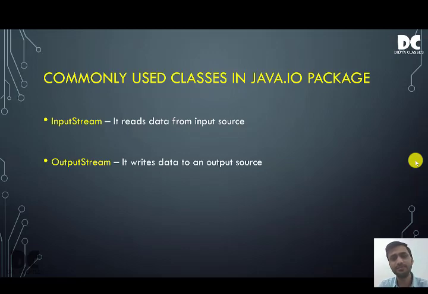So what is input stream? It reads data from an input source, and output stream writes data to an output source. To understand this, first we should understand what is input source and what is output source.